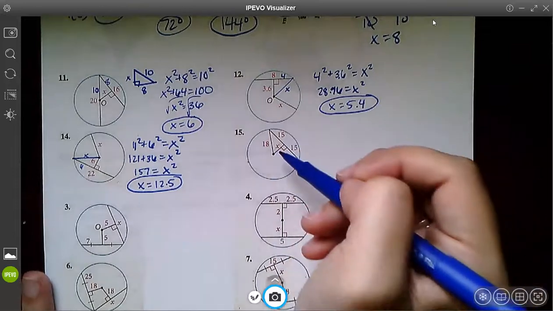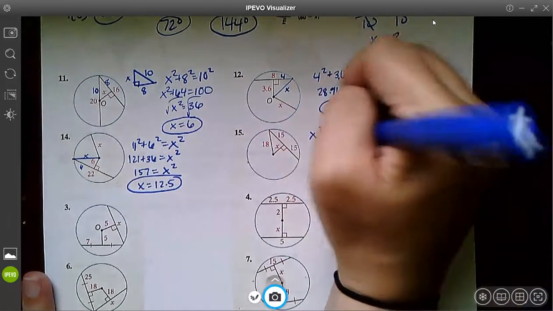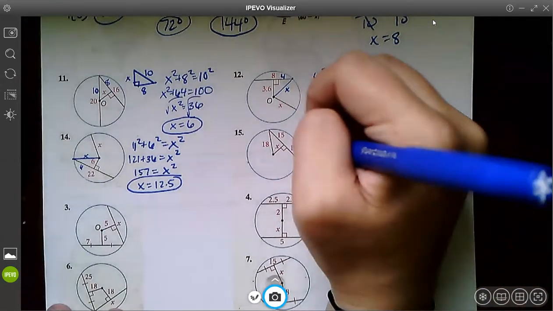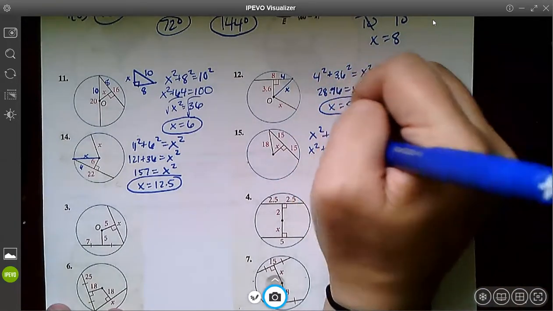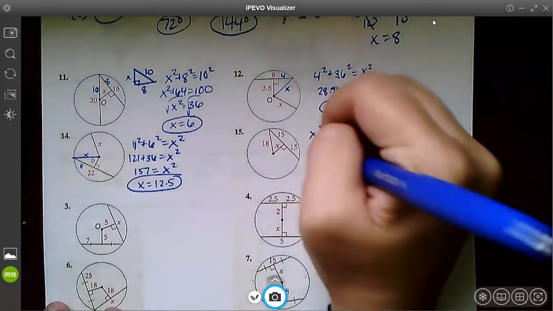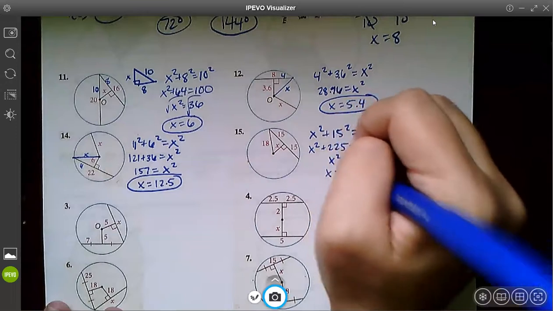15, same situation. We have a leg here, so we're going to have x squared plus 15 squared equals 18 squared. x squared plus 225 equals 324. Subtract your 225, you get x squared equals 99. Take the square root and round, you get 9.9.